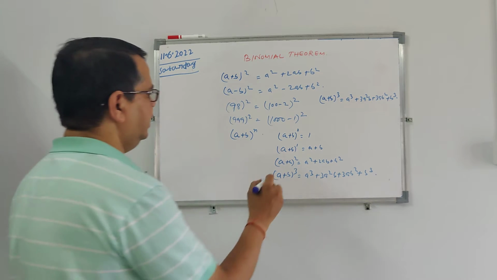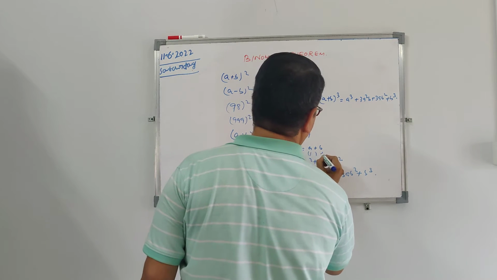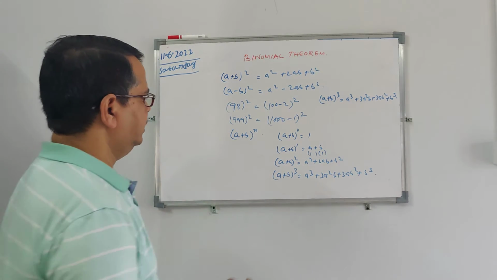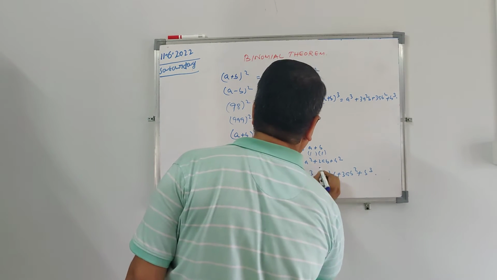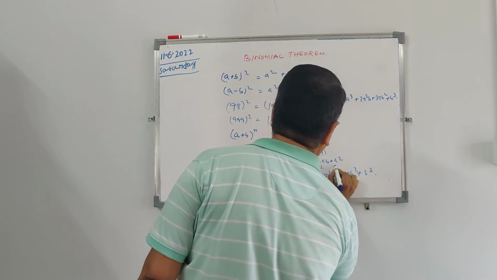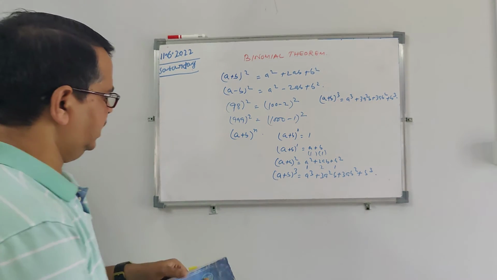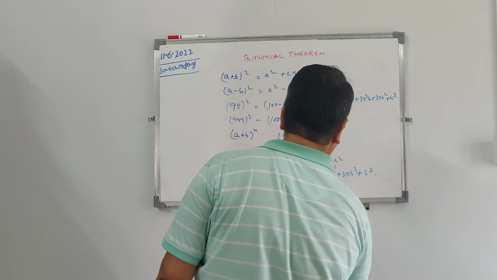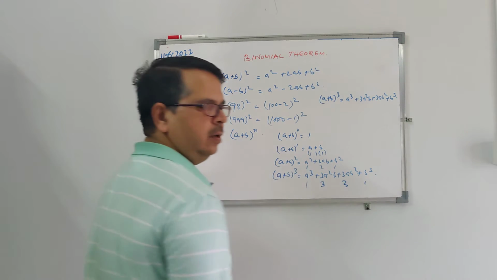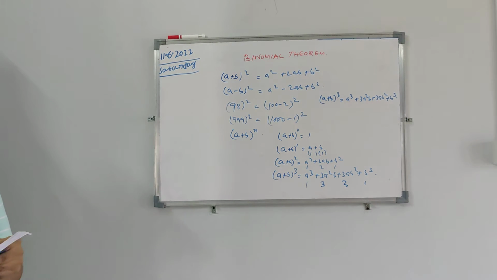So we can write the coefficients of these terms. Here the coefficients are 1 and 1. Here the coefficients are 1, 2 and 1. Then here the coefficients are 1, 3, 3 and 1. Like this, these are the coefficients.